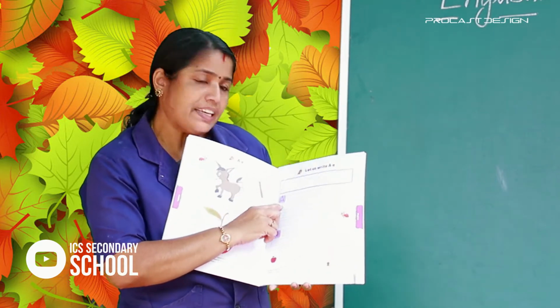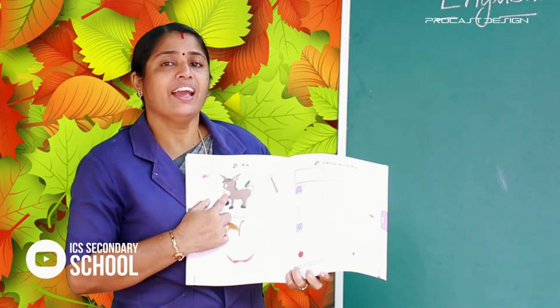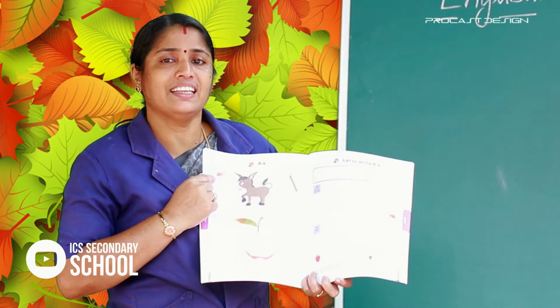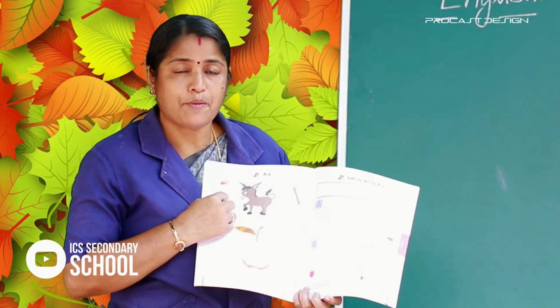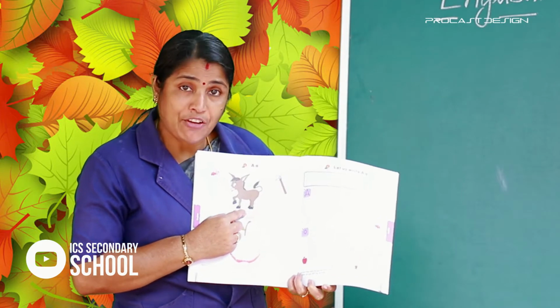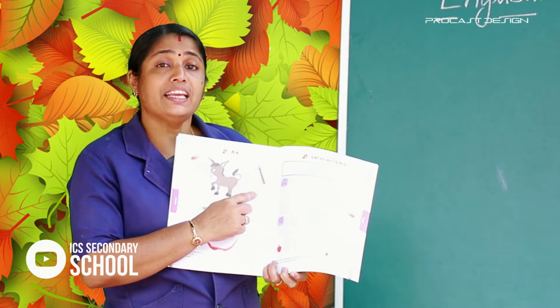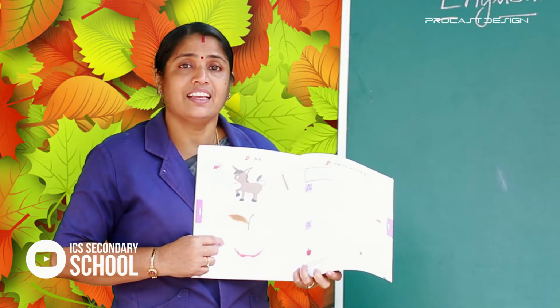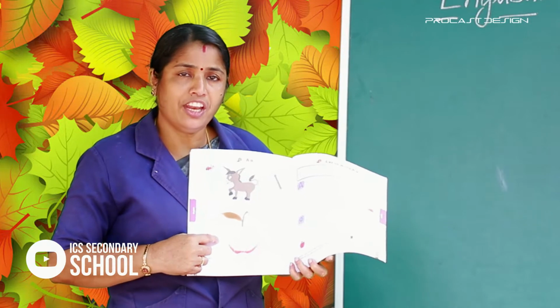Do you remember the letter? Which letter? Yes, A. Which picture is this? A for ant. A for as. Very good. Which picture is this? A for axe. Next, which picture is this? Yes, A for apple. Very good.